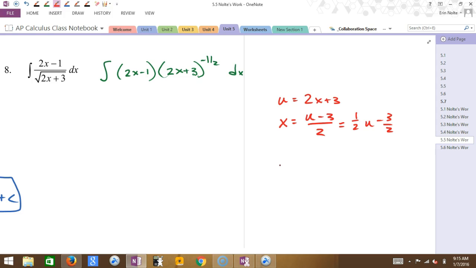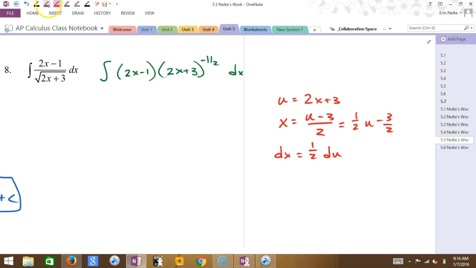Okay, so we derive it. Deriving it, the derivative of x is dx. What's the derivative of 1/2 u? 1/2 du. There you go. And then the derivative of negative 3/2 is 0. So now we do our substitution.